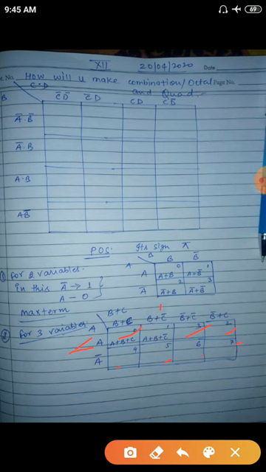Now map for four variables, aap log karenge. Now you will draw the map for four variables for the POS. Map for four variables for the POS you will draw.